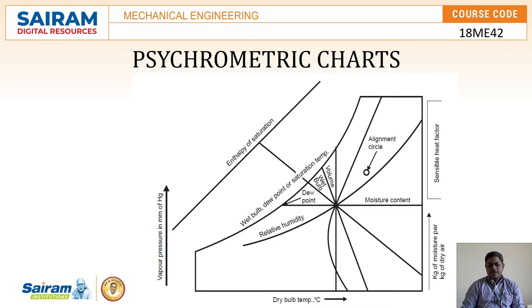If you see the properties which we discussed in the previous video, we can relate all those properties in one particular chart itself. The advantage of this chart is, if you know some values, we can easily find out the unknown properties of that air, and this is very useful for calculating the design of air conditioning.